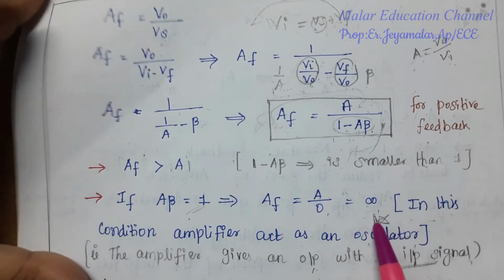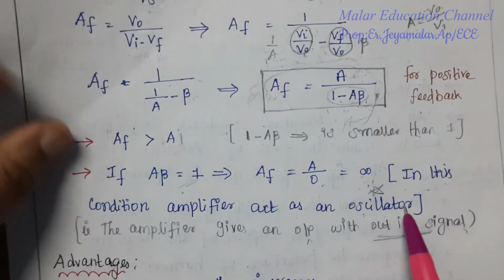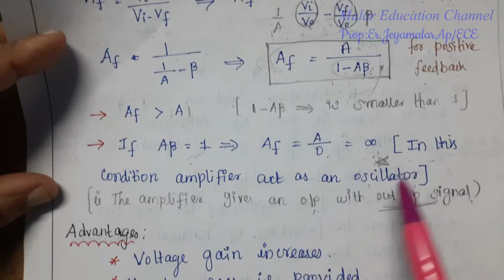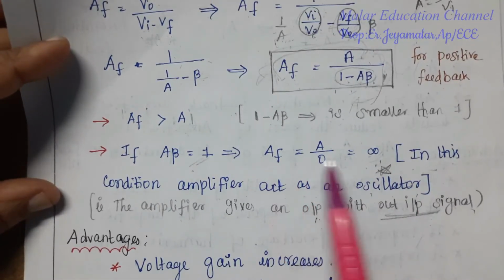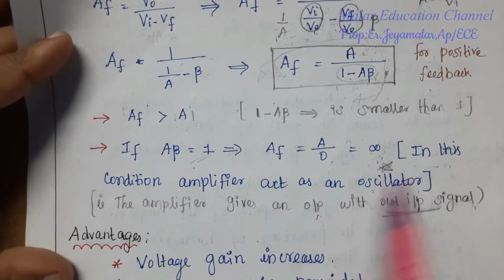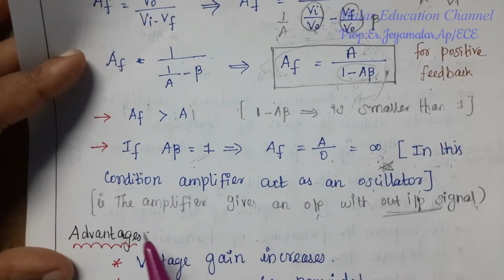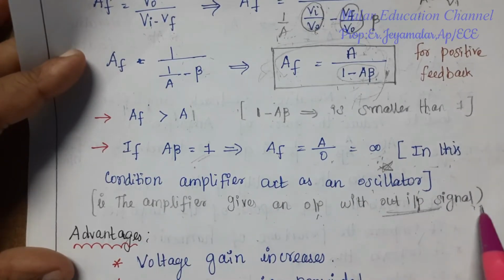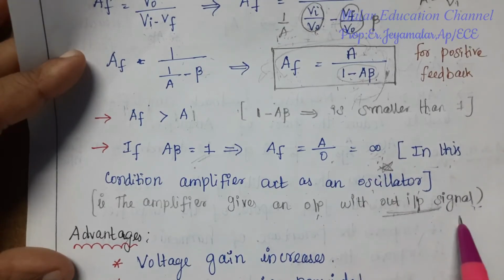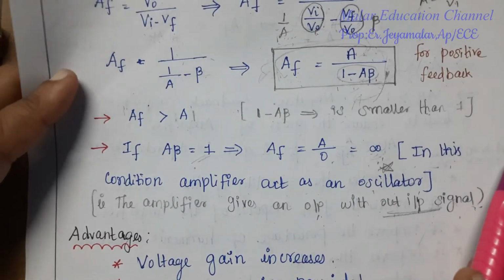In this condition, the amplifier acts as an oscillator. It's a very, very important point. That is, feedback amplifier gain equal to infinity means in this stage the amplifier acts as an oscillator. That is, the amplifier gives an output without input signal because of infinity. So without input signal, it produces the output.